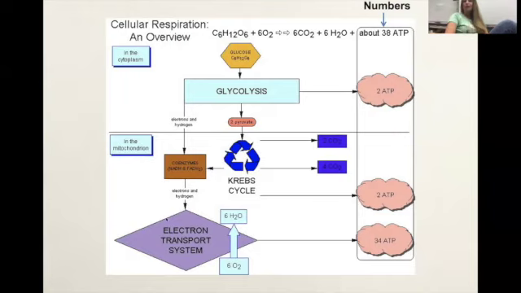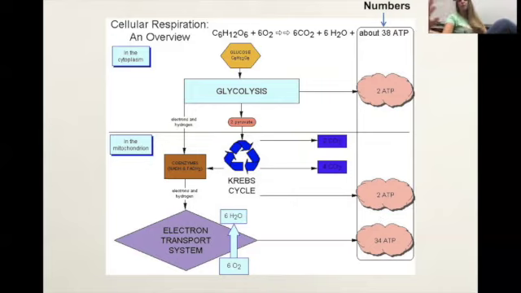This Krebs cycle and electron transport system, all of this is in the mitochondria. It needs oxygen because oxygen is the end receptor for the process. And out of it, you're going to get 34, maybe 36 ATP. These numbers aren't exact, but if you're asked on a test, these are the numbers you need to give.